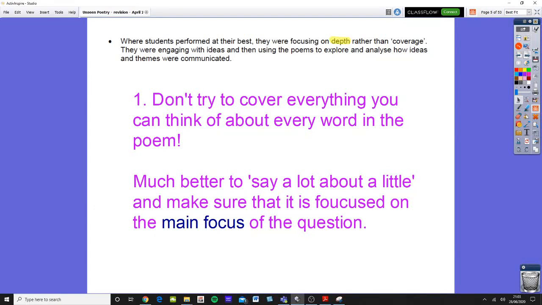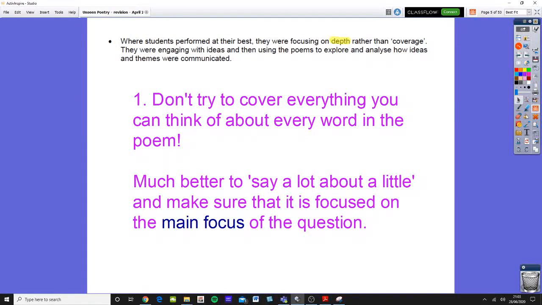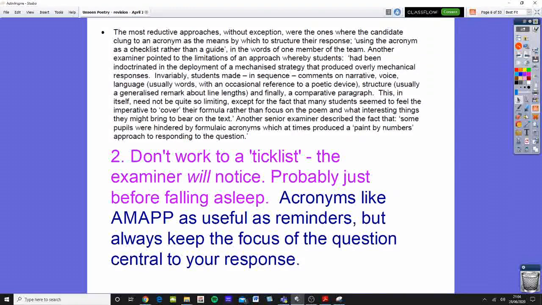So if you have identified the key ideas, make sure that you pick a few examples to support those key ideas and include them in your response and develop it as much as you possibly can, linked back to the main focus of the question. So more depth is more important than simply trotting out example after example without relating it back to the question and developing it in any kind of detail.